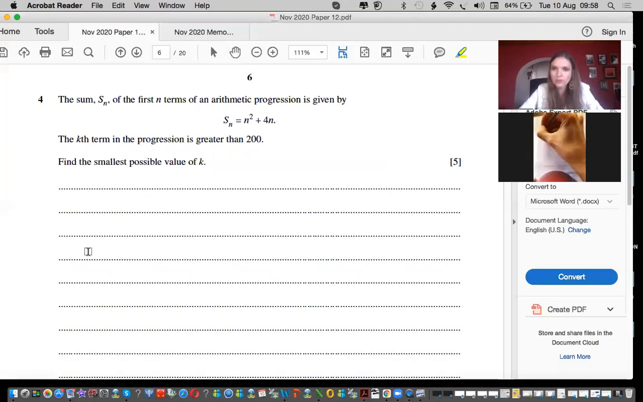Remember to take deep breaths in between. Let's give our brain some oxygen. The sum Sn of the first n terms of an arithmetic progression. So they give us Sn. Nice. Plus 4n. So this gives us the sum of all terms is equal to n, which will be the number of terms, squared plus 4n. The kth term, so I'm just going to say tk, the kth term is greater than 200. So I want to know when is the kth term greater than 200. Find the smallest possible value of k.